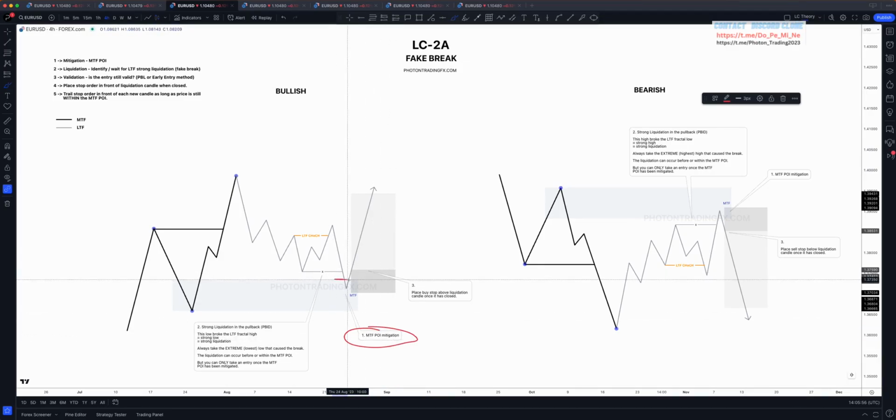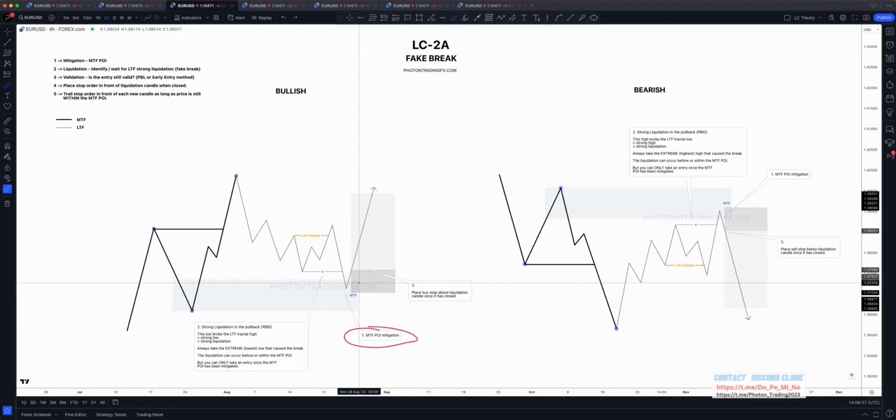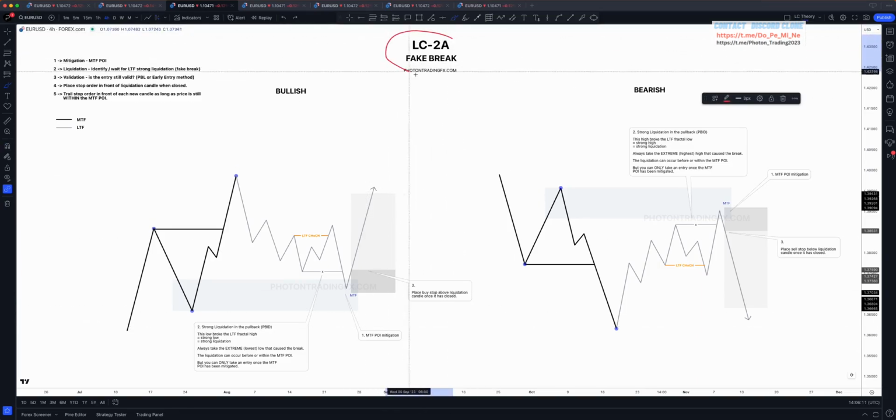So you literally set your alerts on your POI. And until that alert goes off, until we actually get price tapping into your POI, we do nothing. Only once we have the POI mitigation can we now look at the rest of the entry model requirements. Okay, so this is the primary and first entry model we're looking at.